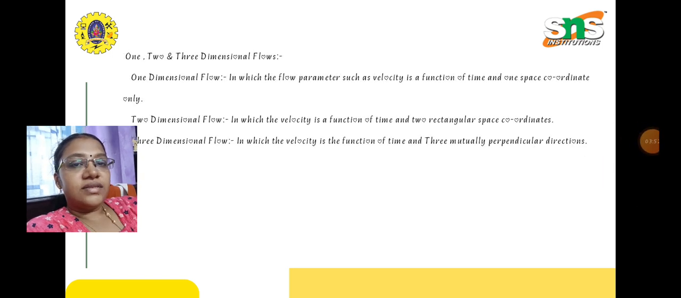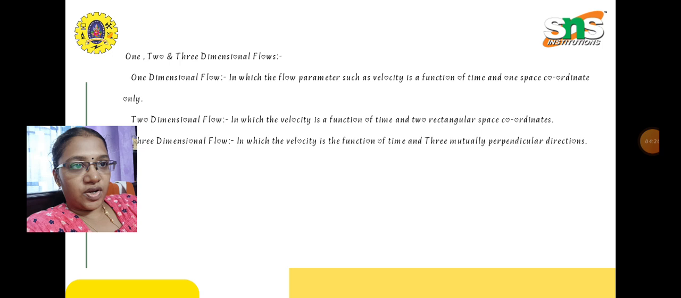And the next one is the 1, 2 and 3-dimensional flow. One-dimensional flow is one in which the flow parameter such as the velocity is a function of time and one space coordinate only. Okay. So in this one-dimensional flow, the flow parameter acts only on one coordinate, such as velocity.